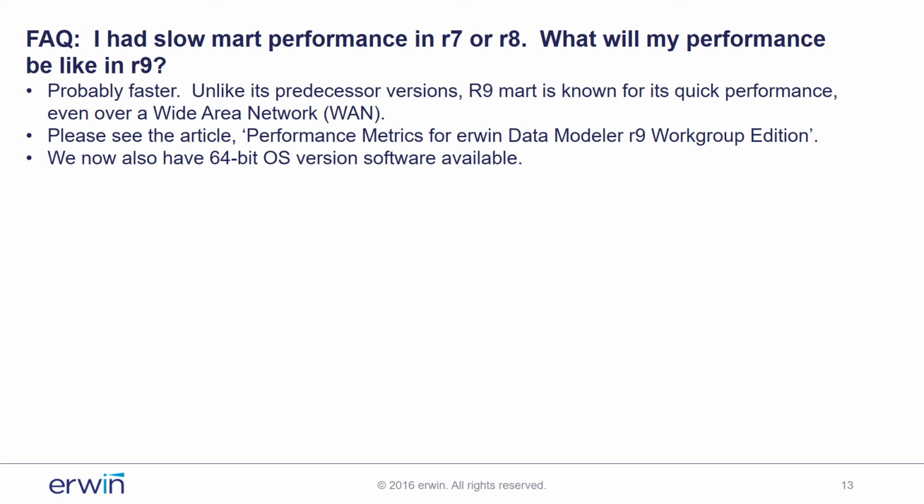Frequently asked question. I had slow MART performance in R7 or R8. What will my performance be like in R9? Probably faster. Unlike its predecessor versions, R9 MART is known for its quick performance, even over a wide area network. Please see the article Performance Metrics for Irwin Data Modeler R9 Workgroup Edition. We now also have 64-bit operating system version software available.